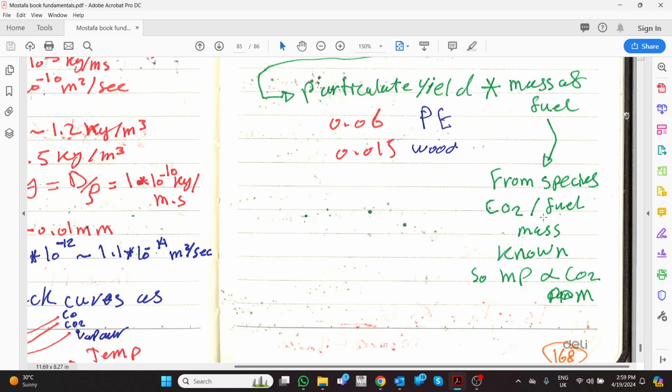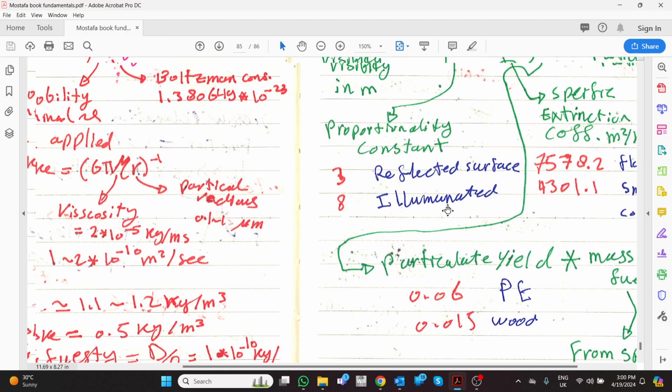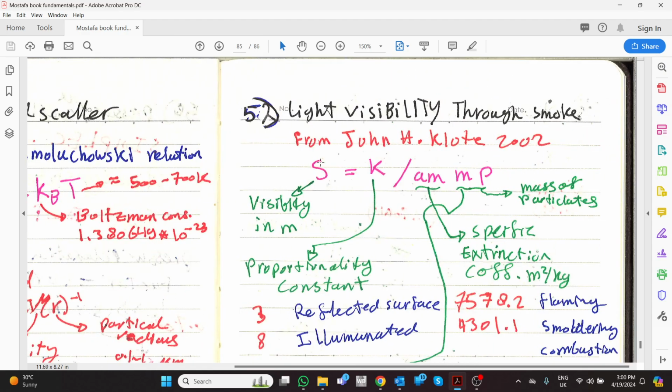So in the simulation you need to ensure that you are having species and you are having CO2. So based on CO2 you can know from the reaction itself how much fuel is generating it. So the ppm of the CO2 is defining how much fuel has been burned, which defines how much of this amount, which will define this one.